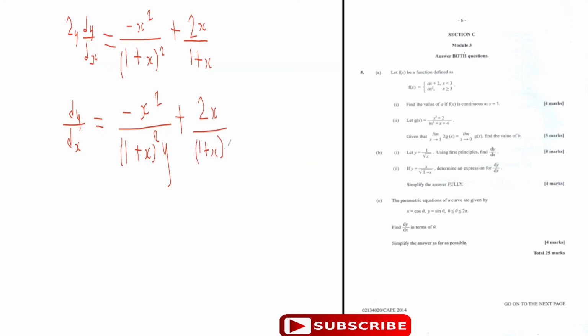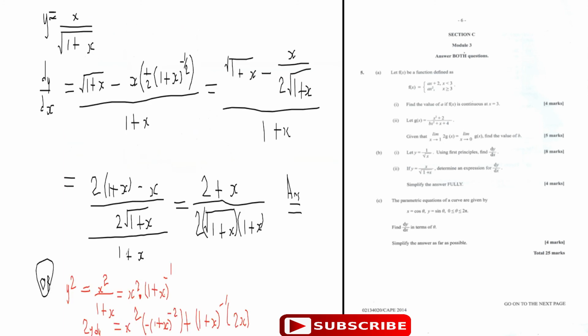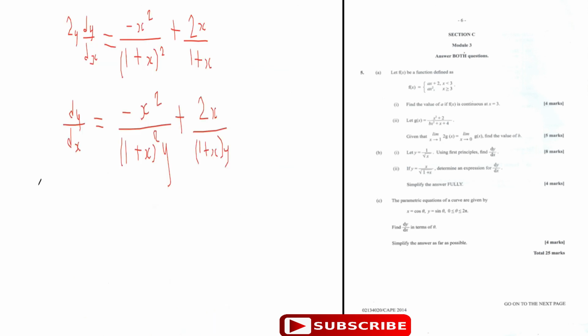And then you could resubstitute what y is. Remember what was y? Y was x over the square root of 1 plus x. So you could resubstitute then and get that. It's a good thing we didn't do it implicitly. It's actually a longer method.